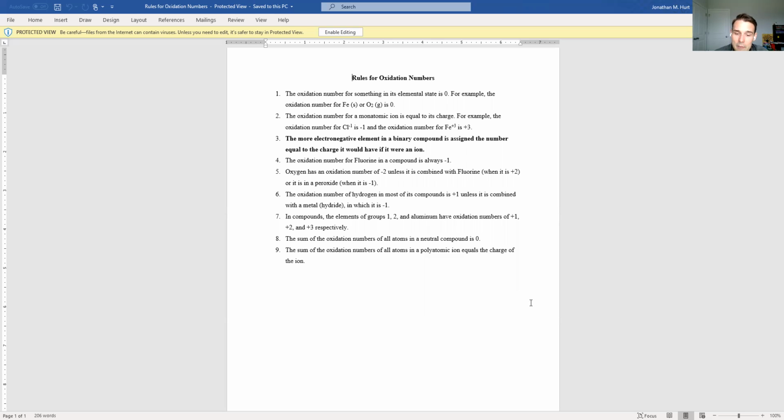In compounds, the elements of group 1, 2, and aluminum have oxidation numbers of +1, +2, and +3 respectively. The sum of the oxidation numbers of all atoms in a neutral compound is 0. The sum of the oxidation numbers of all atoms in a polyatomic ion equals the charge of that ion. Okay, so these are the rules. They're here for you. Keep them somewhere close to you because you're going to want to use them as we're going through with this stuff. So let's go back to the notes and let's see here.